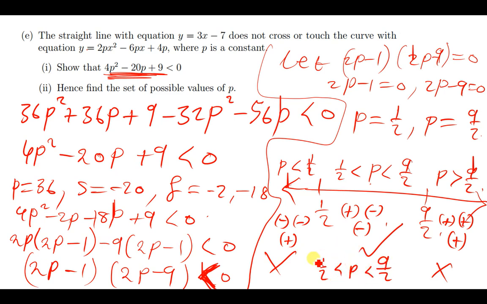If you pick any number between 1 over 2 and 9 over 2, you plug it in where there's p, you discover that the roots that you get will be complex roots because these two equations do not meet.